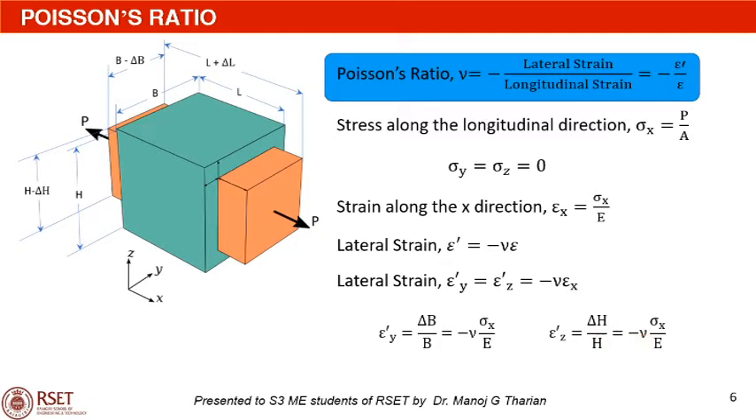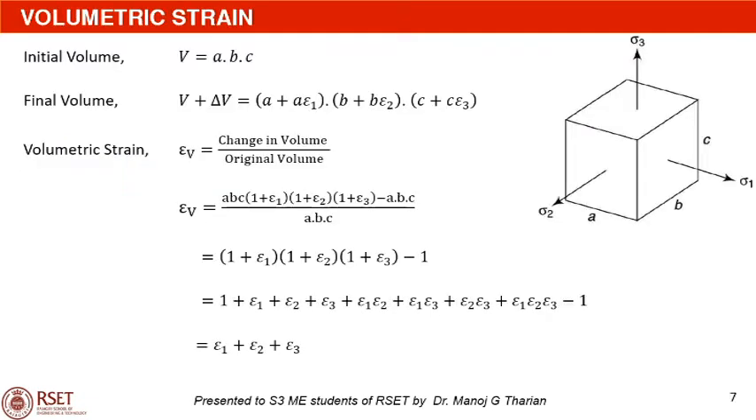Now here I am going to explain to you about the volumetric strain. Volumetric strain epsilon v is defined as the ratio of change in volume to the original volume. Consider a cuboid as shown in this figure having sides A, B and C. The cuboid is subjected to stresses sigma 1, sigma 2 and sigma 3 as shown in this figure.